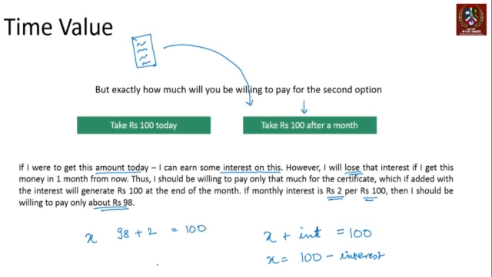So effectively, the first thing that we established was position B, which is take 100 after a month, is going to be less than A. So A is going to be greater than B. That's the first thing that is established. The second thing is what is going to be the value of B, right? That's the important parameter that we have to decide on.